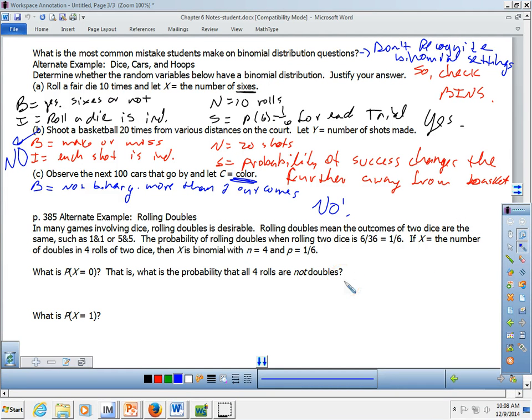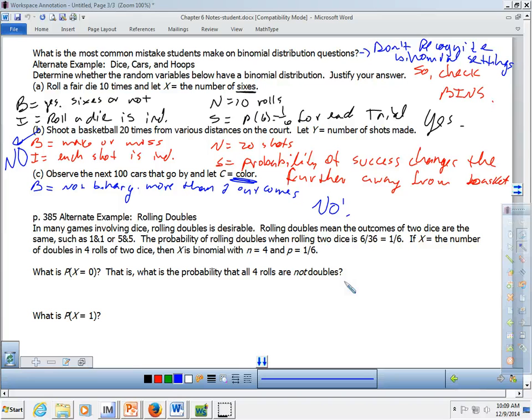In many games involving dice, rolling doubles is desired. Rolling doubles means the outcomes of 2 dice are the same, such as 1 and 1 or 5 and 5. So hopefully you guys understand that, right? If you're playing Monopoly, rolling doubles is good because you get to go again. The probability of rolling doubles when rolling 2 dice is 6 in 36. You can get a 1 and 1, 2 and 2, 3 and 3, 4 and 4, 5 and 5, 6 and 6, right? There's 6 different outcomes out of 36 possible that gives you doubles.